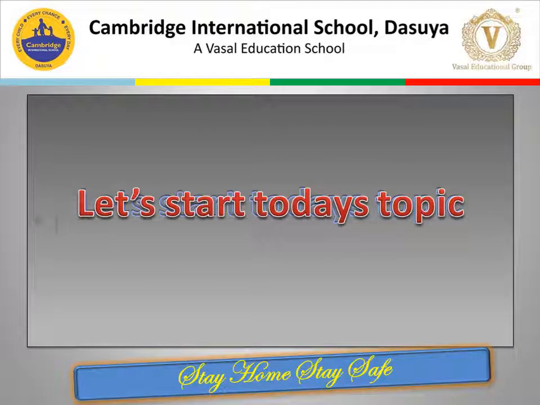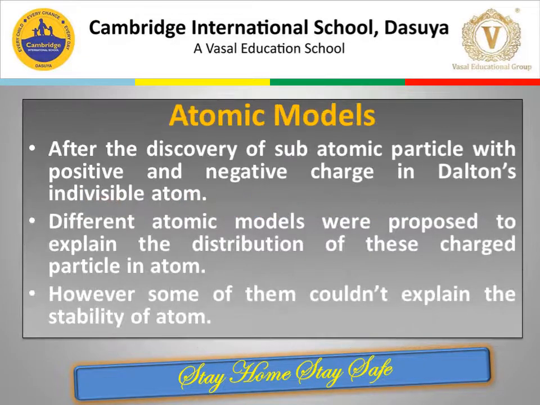Now, let us start with today's topic. Now, let us discuss the atomic models. After the discovery of subatomic particles with positive and negative charge in Dalton's indivisible atoms, the question was how to fit these subatomic particles in the atoms. For this, different atomic models were proposed to explain the distribution of these charged particles in the atom.